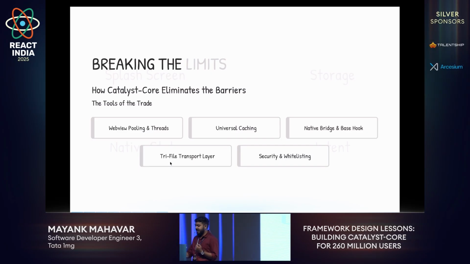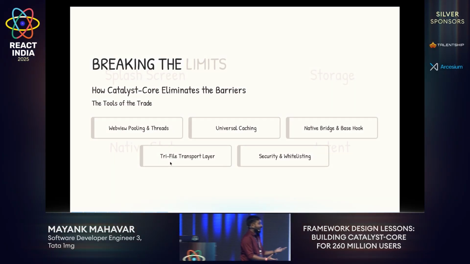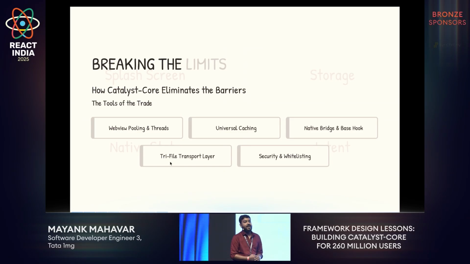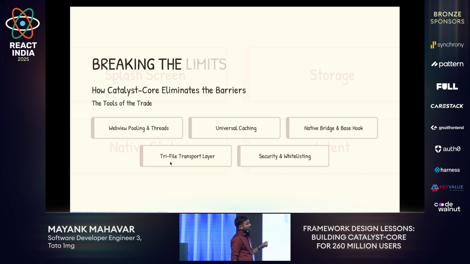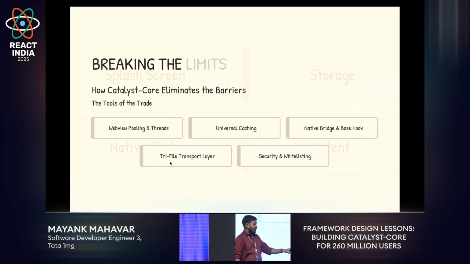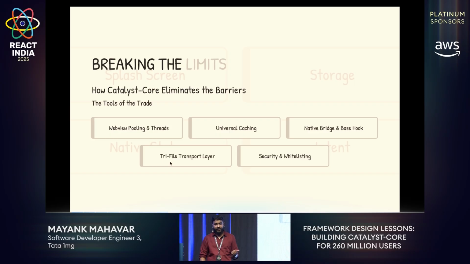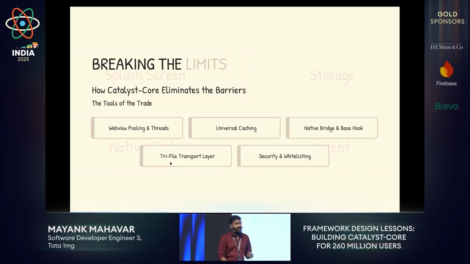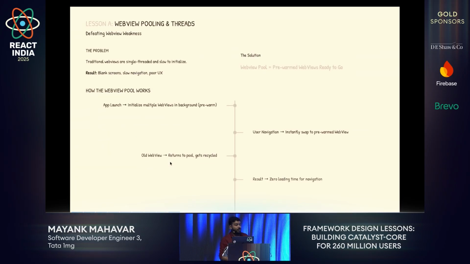There are multiple challenges which came to us, but at the end, I'm just going to explain a few of them to you. For every topic which I'm going to explain, there is a separate GitHub discussion for it, with a QR code at the bottom. You can scan it and check the metrics side by side with me, because I can't explain everything right now. That being said, let's start with the first tool of the trade, which is WebView pooling and threads.